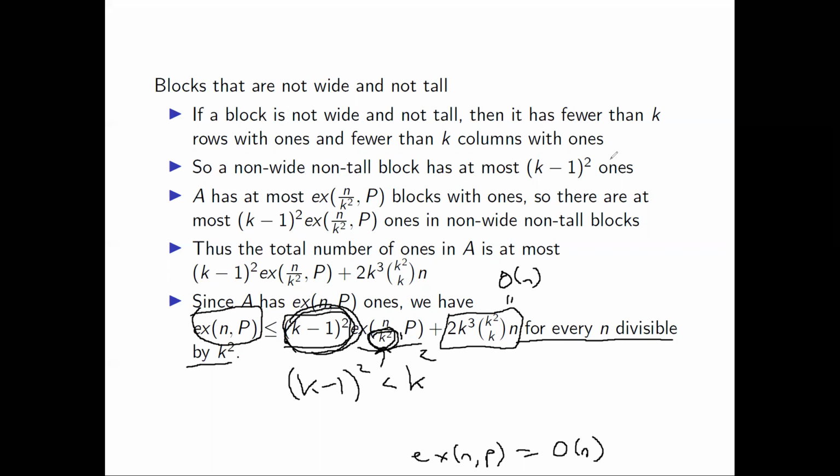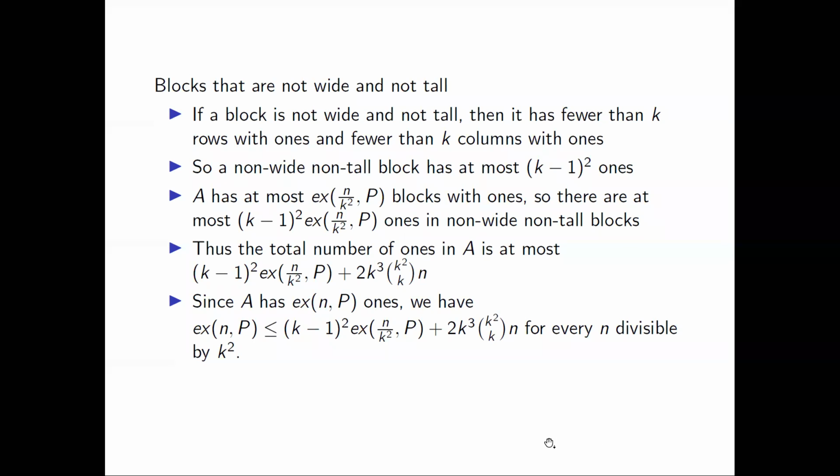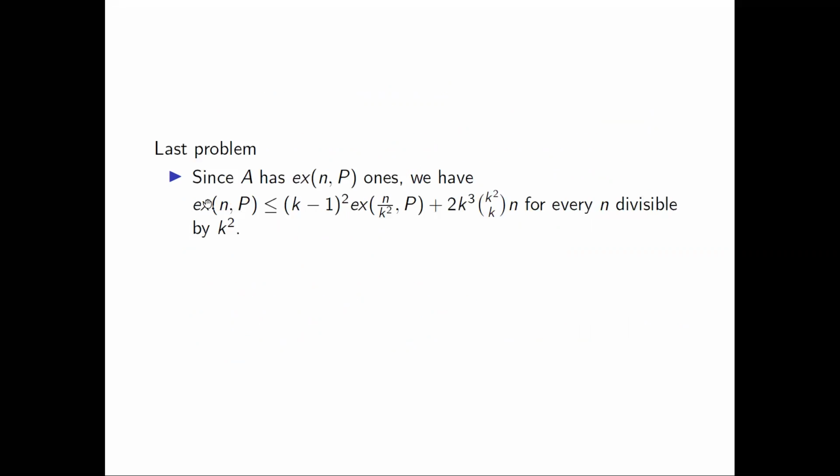So we have this inequality here, and we're close to what we want to get. What we want to prove is that at the end, ex(n, P) equals big O of n. And here is that inequality again. So this is not the problem. There's one last problem I'm going to give you, but it's not this bullet. It's going to be the next bullet.